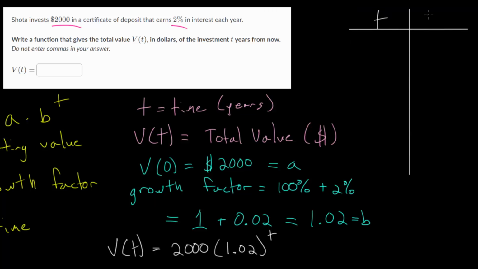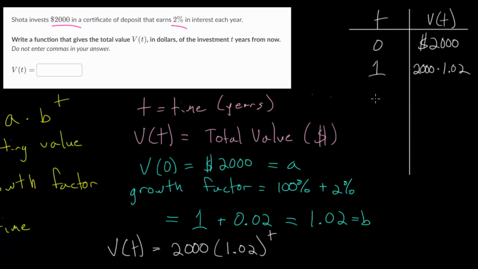So we have t and v of t. If we plug in t equals 0 to our formula, or just think this through, we would have $2,000, since that's our starting amount of money. Now, when t is equal to 1, we're going to increase this by 2%, or essentially take our $2,000 and multiply it by 1.02. We could determine the exact value, but honestly, we're just looking for the pattern, not necessarily the dollar amount each year.